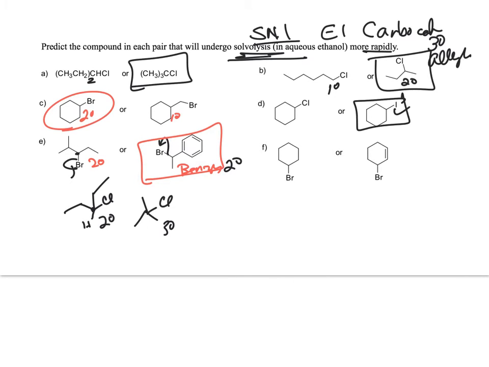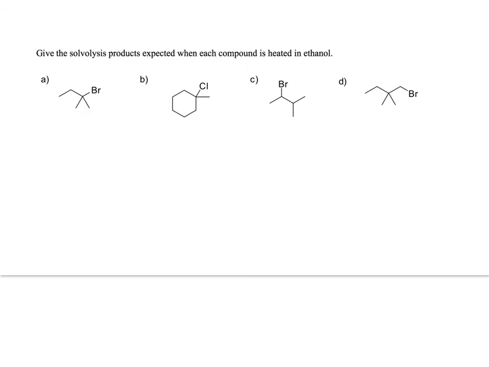Here, iodide's going to leave. It's going to go faster. Better leaving group. Here you have an allylic secondary, and here you have a secondary. So allylic secondary will be faster. Give the solvolysis products expected when each compound is heated in ethanol. Okay, so you got to generate the solvolysis, you got to get the SN1, the carbocation.